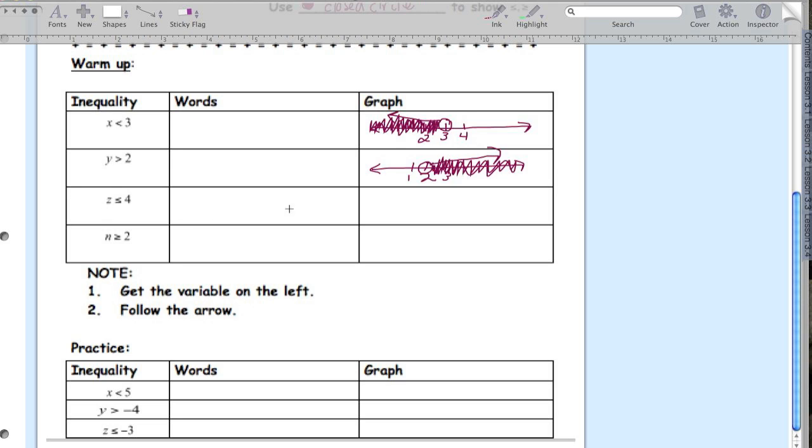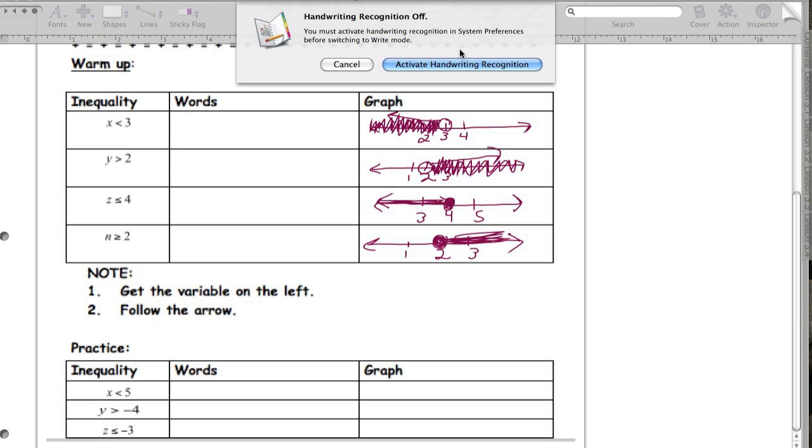Z is less than or equal to 4, so on our number line we're going to go 3, 4, 5. And because it's less than or equal to, it could include 4, so we want to include that and all the values to the left. Okay? And last one is n is greater than or equal to 2. So we're going to have 1, 2, 3. And I'm going to put a circle that is filled in at 2 and all the values greater than or equal to 2.